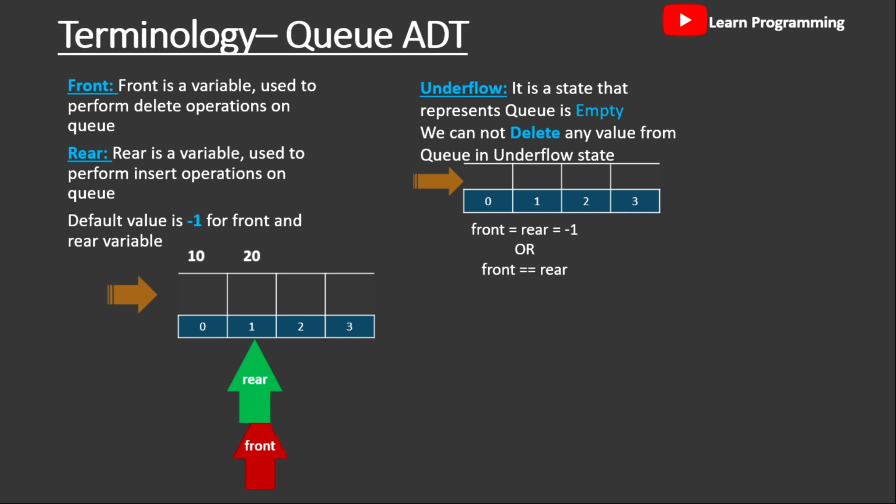And also there are certain cases where you can see in the previous picture right here that the front and rear position are not -1, but they are pointing to the same index. Even this state can also be known as underflow state, because front and rear values are equal. We can also tell that when front equals rear or rear equals front, the queue is underflow. Hope you understood what underflow is and when we can say that the queue is underflow.